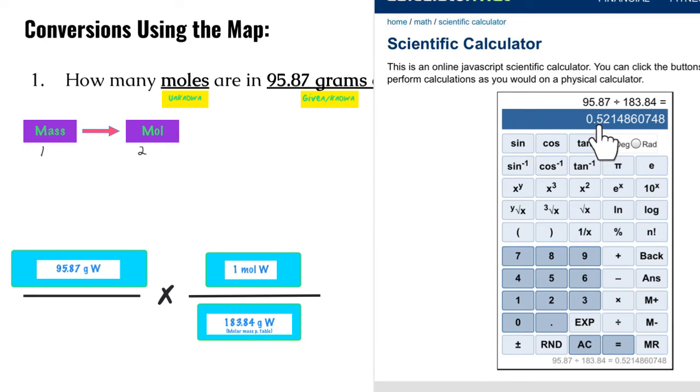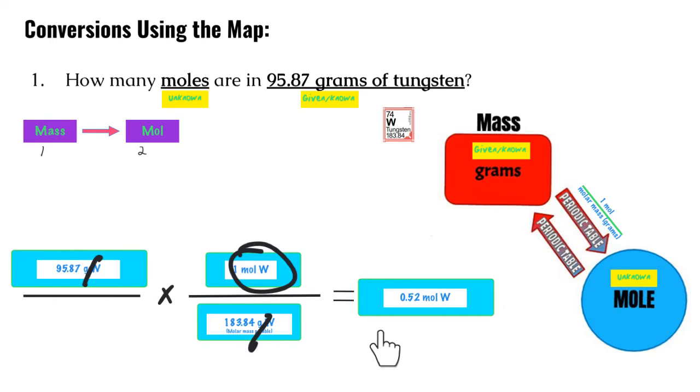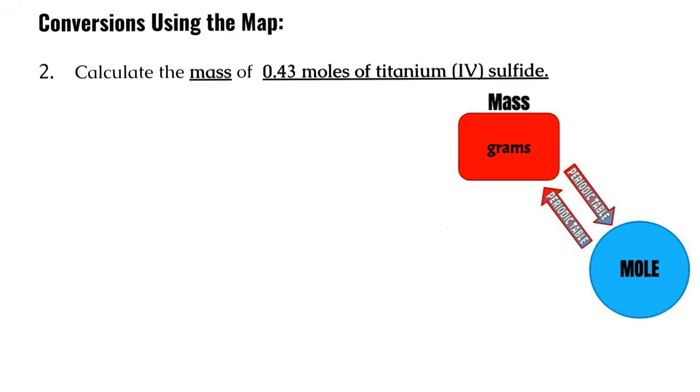If these would have been all zeros, we would have wanted to do 2 non-zero numbers. So we have 0.52. That 1 is going to allow the 2 to stay 2. So our answer would be 0.52, and we look at what our final unit would be. We see that grams would cancel, and we're left with moles of tungsten. So our final answer is 0.52 moles of tungsten.